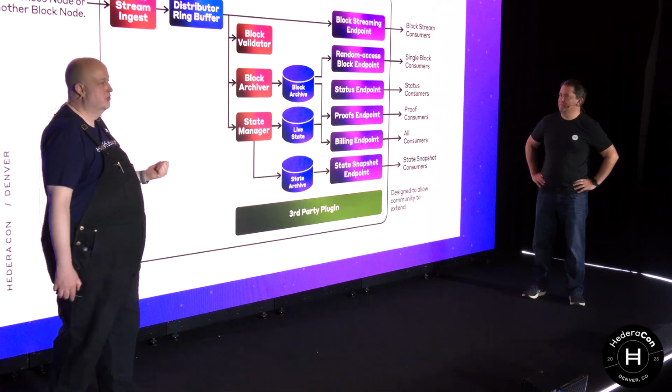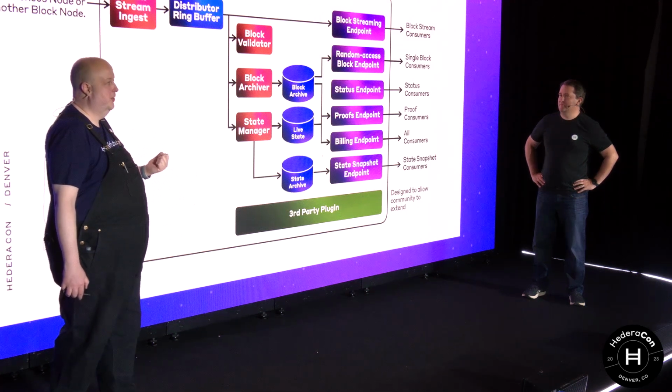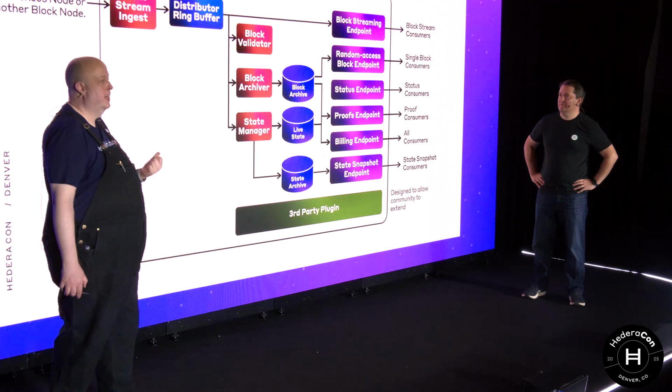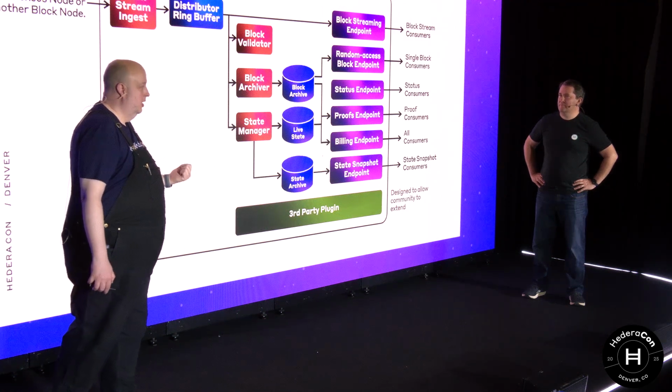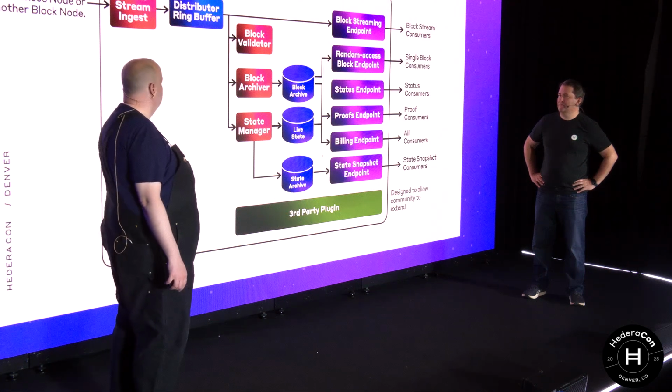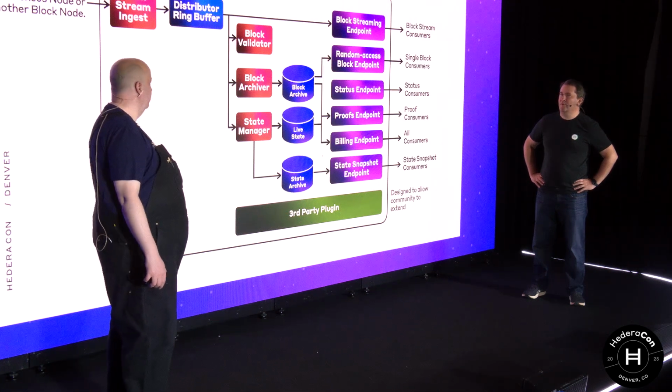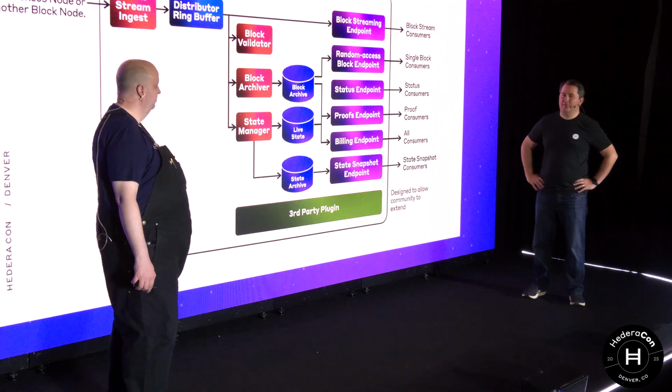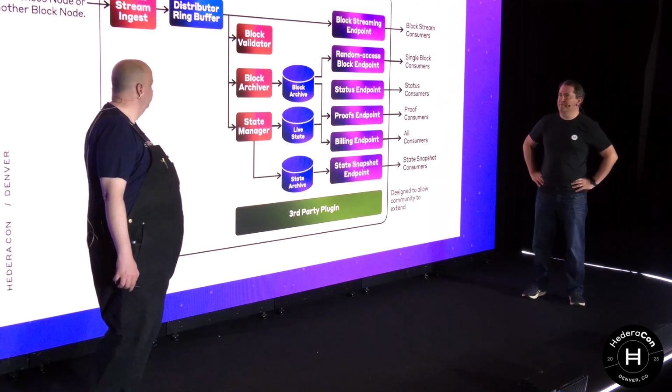I can ask for proofs. So I can ask for any piece of either state or any of the contents of a block, whether it's the transaction or the outputs of the transaction, and ask for a concise proof of that. I want to have some kind of cryptographic proof that my account balance was X at such and such a point in time.